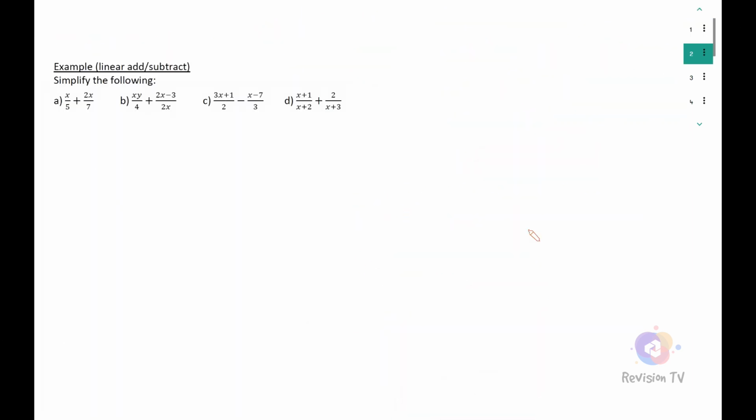Okay, the first example, we're going to learn how to add and subtract linear algebraic fractions. Linear means the power is going to be 1, when you don't have to factorize anything.